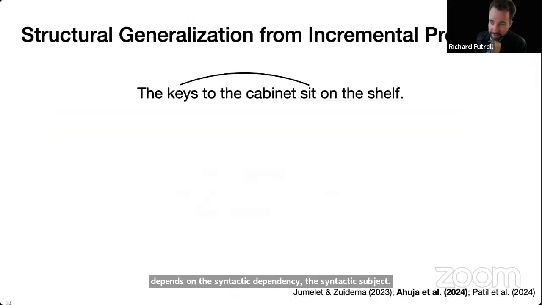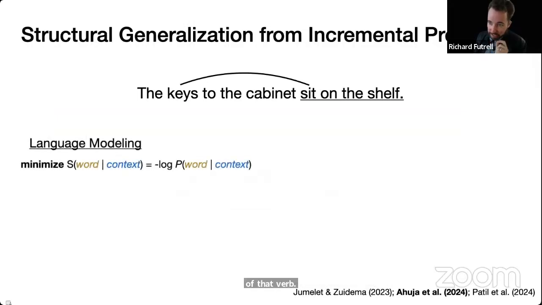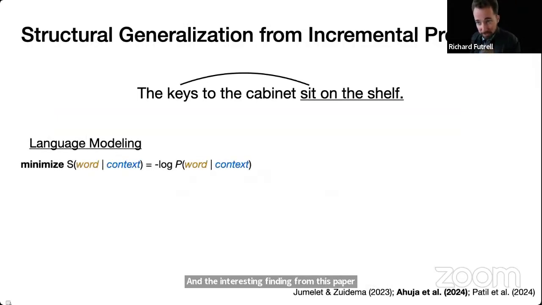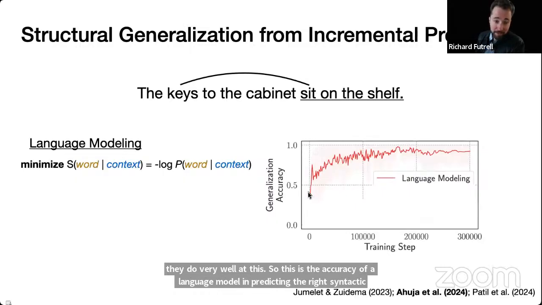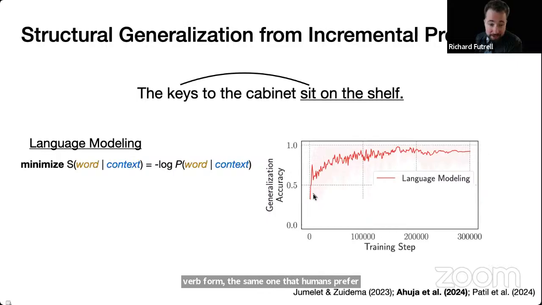And the interesting finding from this paper was that if you train a language model on language modeling, to predict words from context, then they do very well at this. This is the accuracy of a language model in predicting the right syntactic verb form, the same one that humans prefer, in sentences like this. And you see that with enough training, you do actually get the structural syntactic generalization based on the training data.